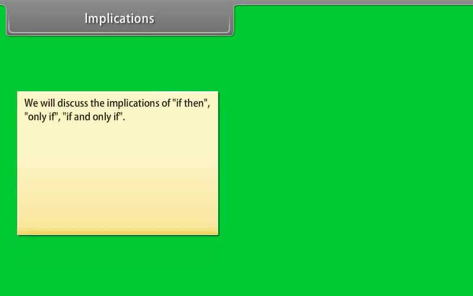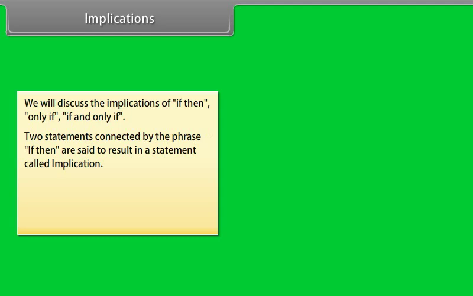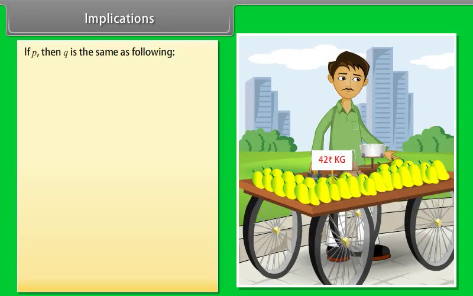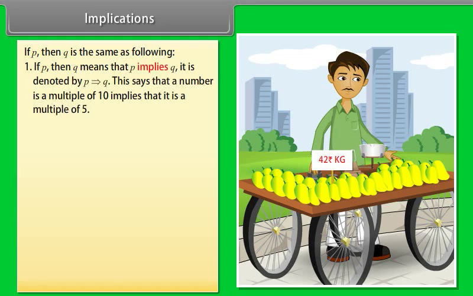Implications. We will discuss the implications: if-then, only if, and if and only if. Two statements connected by the phrase "if-then" are said to result in a statement called implication. For example, if more mangoes arrive in the market, their prices will go down. "If P, then Q" is the same as the following. "If P, then Q" means that P implies Q. It is denoted by P ⇒ Q.